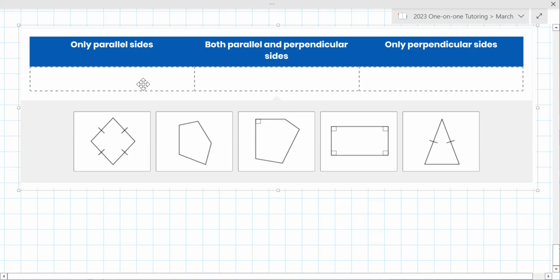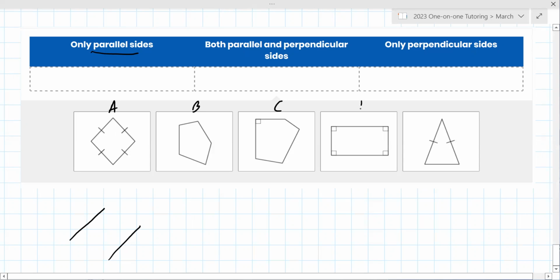Parallel, do you remember what parallel means? No. Okay, so parallel is like 2 lines that go on forever but never touch. So I want you to look at these shapes, A, B, C, D, and E. Let's look at A. Does A have any parallel sides? Think of the lines as going on forever. Do they go on forever and never touch?